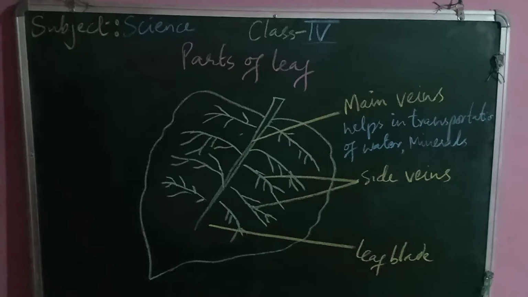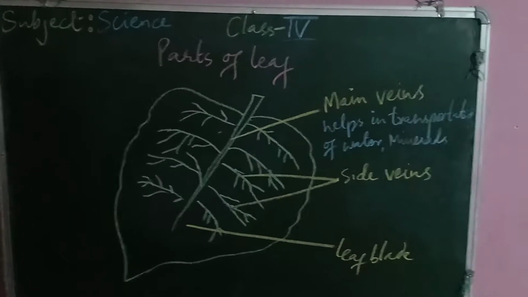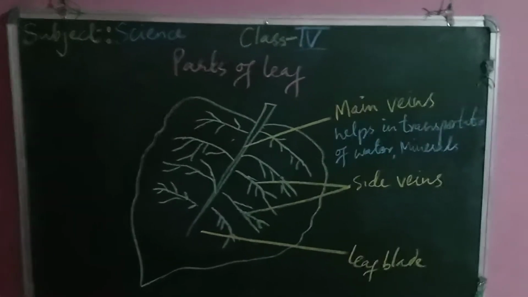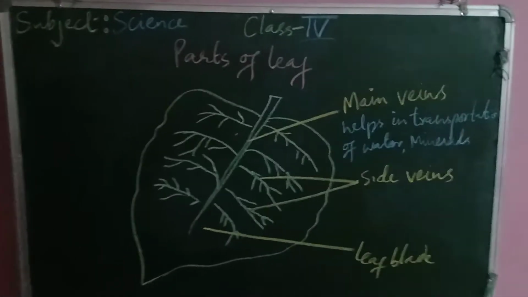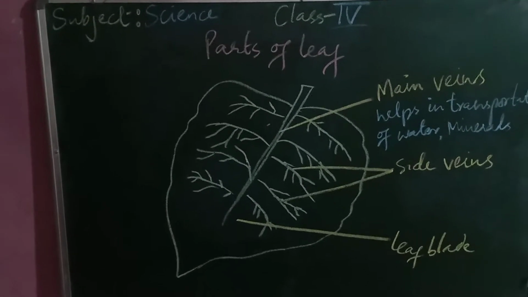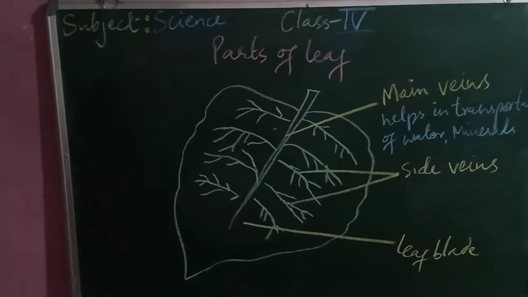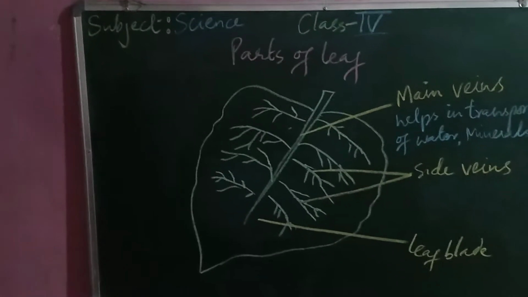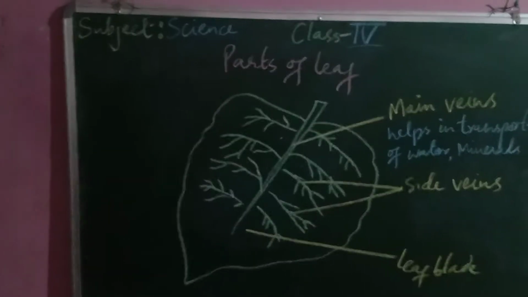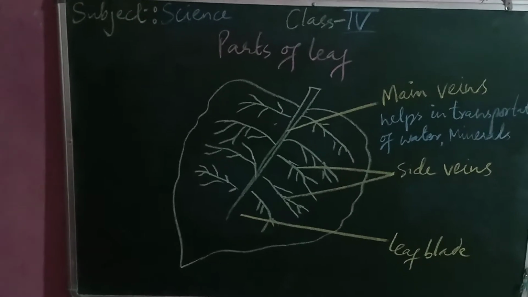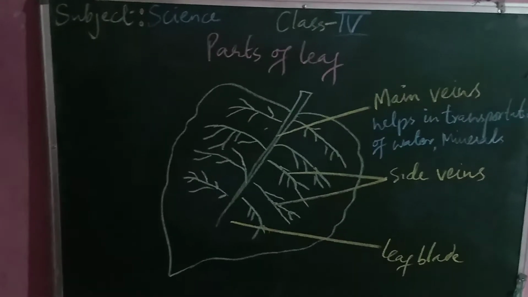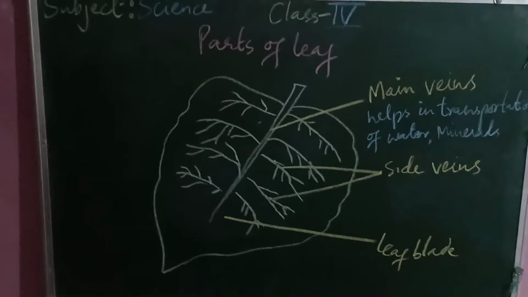A leaf has a flat part called a leaf blade. There is a diagram below this paragraph, and you can look at that also. Some leaves have a very broad leaf blade, whereas some have narrow ones. Leaves like eucalyptus have a very narrow leaf blade, but peepal leaves have a very broad leaf blade.